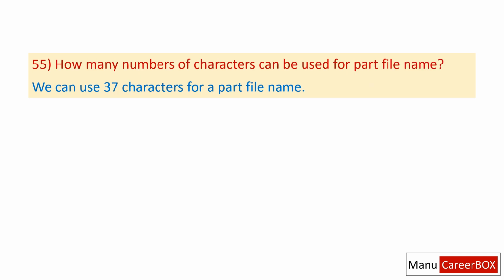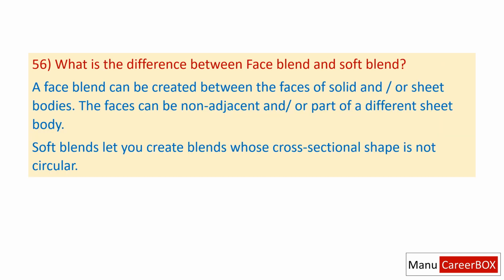55. How many characters can be used for part file name? We can use 37 characters for a part file name. 56. What is the difference between face blend and soft blend? A face blend can be created between the faces of solid and/or sheet bodies. The faces can be non-adjacent and/or part of a different sheet body. Soft blends let you create blends whose cross-sectional shape is not circular.